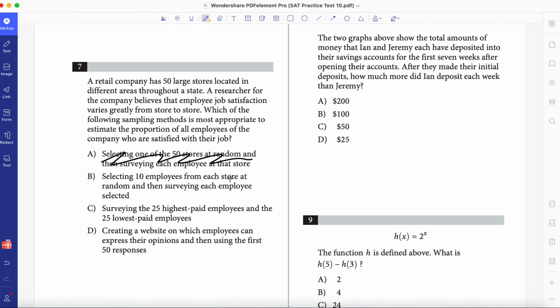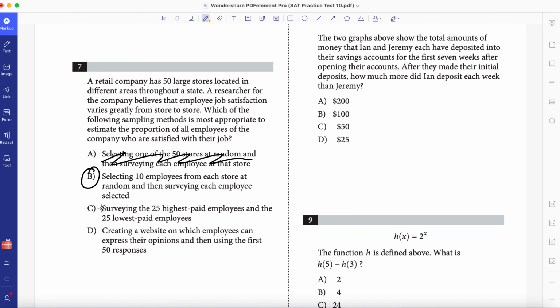So selecting 10 employees from each store at random and then surveying each employee selected. The answer would be B, but I know that because I've done this before. And this just makes sense because I have 50 stores. I'm going to select 10 employees just randomly from each store, and then I'm going to survey them.